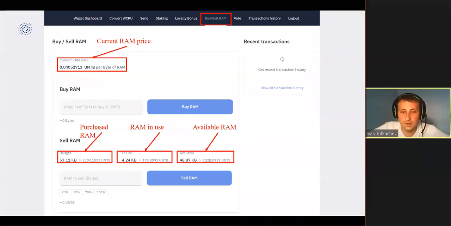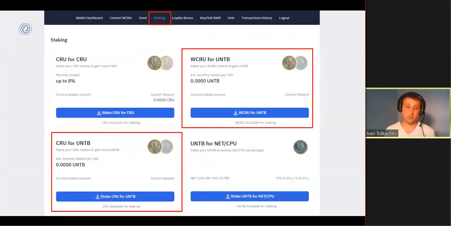But it's important not to sell the RAM in full. And like, you may not unstake UNTB for CPU and NET, because if you sell your RAM in full, your wallet will stop operation. You must understand that there should always be RAM available, memory available. Next slide, please.